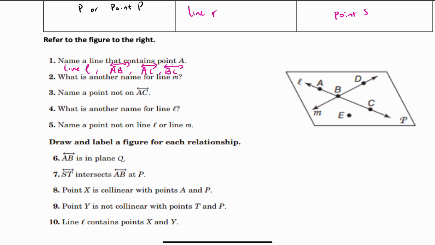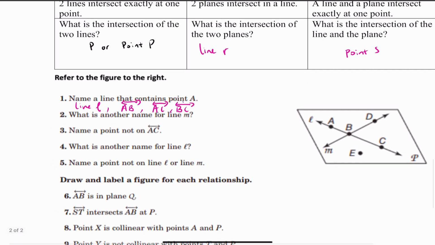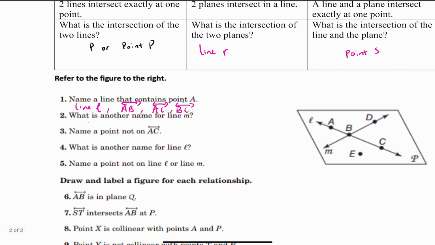So where is M? M is right here, and this is the line that's next to the lowercase m. So what is another name for line M? Well, to name a line, again, you need to have 2 points. So I can call this line BD, just like that. Or you can call this DB. Order does not matter as long as it has 2 points.